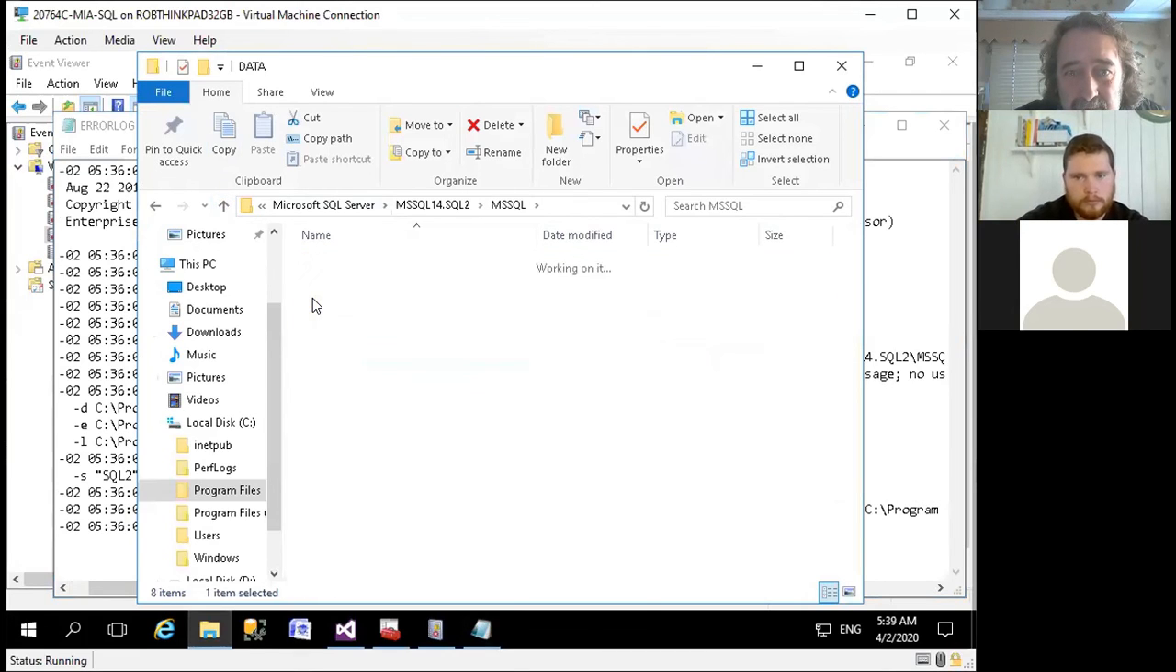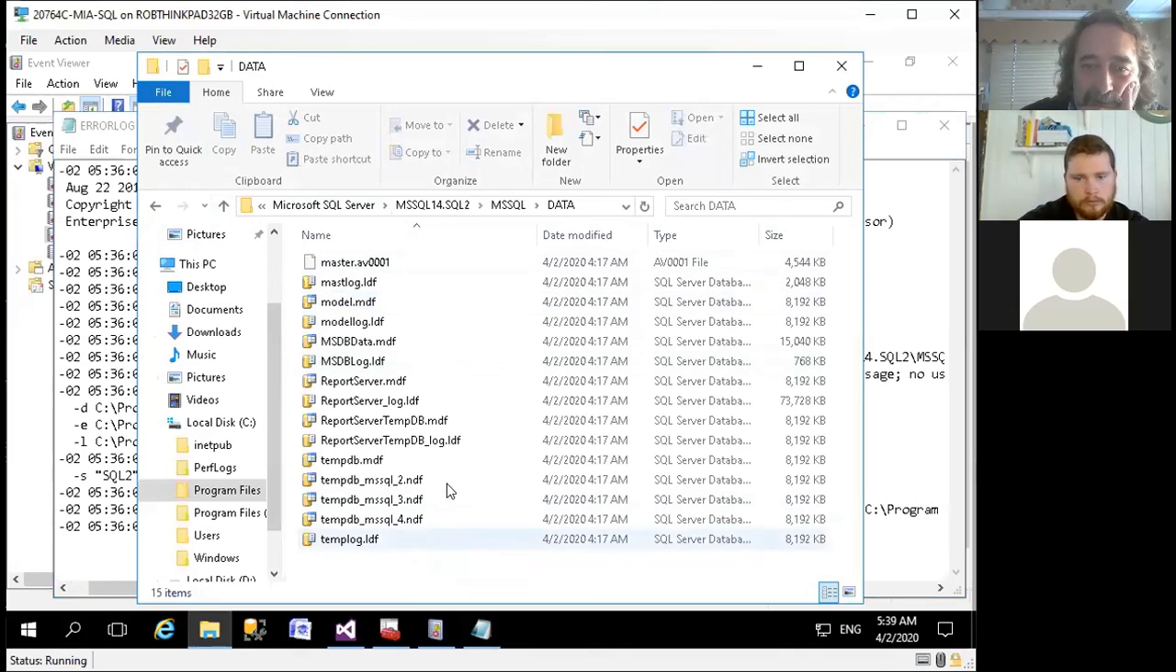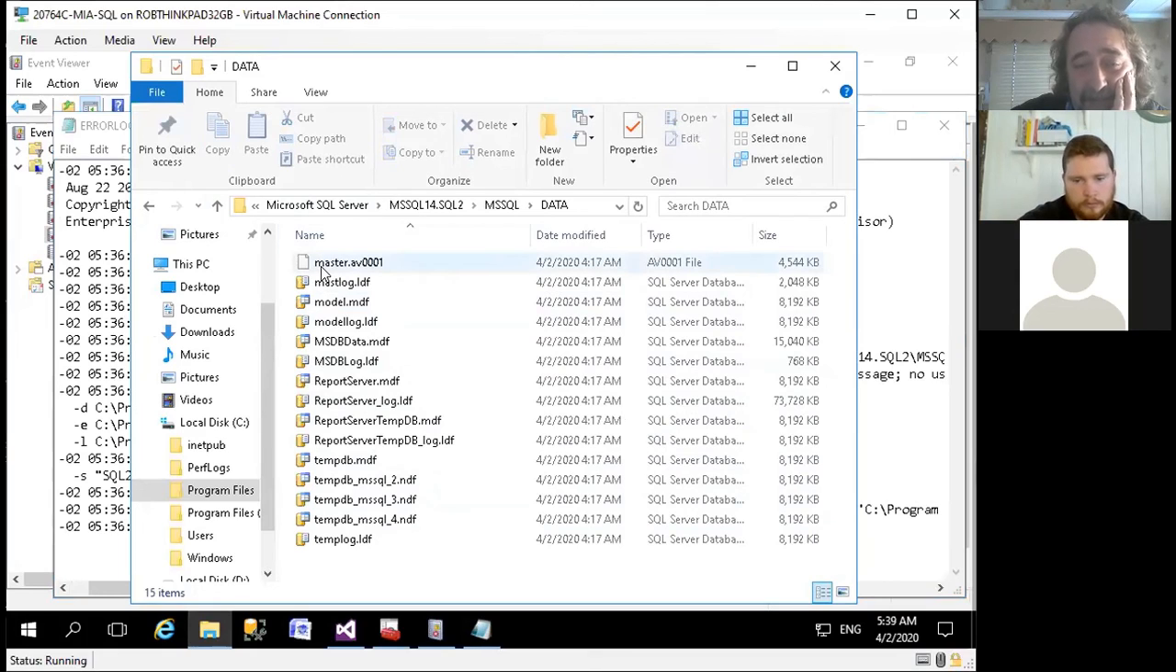And we go into data. So here's a bunch of the underlying files. And we look here and we see something called master. But it's not named .mdf, it's named .av0001. So in this simulation, the idea here is that for some reason your antivirus program tagged your master database file as being suspicious. So it quarantined it and renamed it. So that's why the service won't start, because there is no such thing as master.mdf anymore. Your freaking antivirus program touched it.